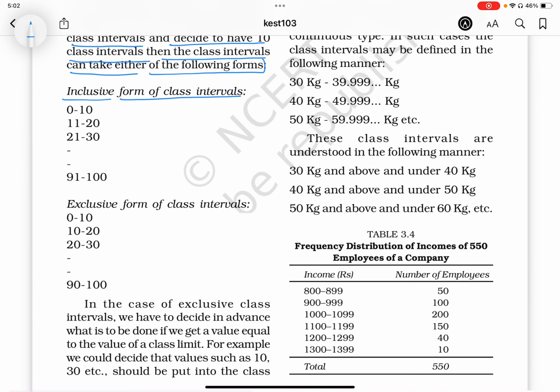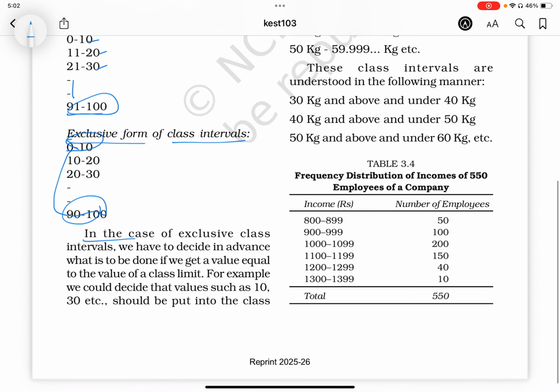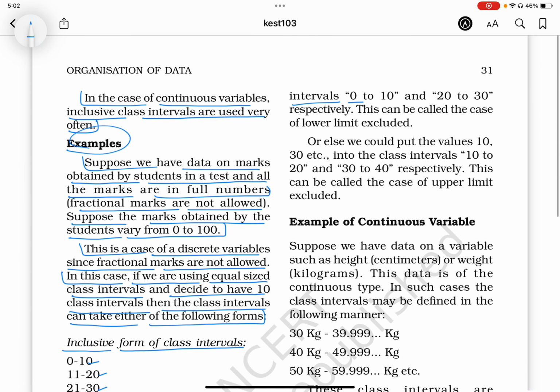Inclusive form of class intervals: 0 to 10, 11 to 20, 21 to 30, ... 91 to 100, like this. Exclusive form of class intervals: 0 to 10 up to 90 to 100. In the case of exclusive class intervals, we have to decide in advance what is to be done if we get a value equal to the value of a class limit. For example, we could decide that values such as 10, 30, etc. should be put into the class intervals 0 to 10 and 20 to 30 respectively.